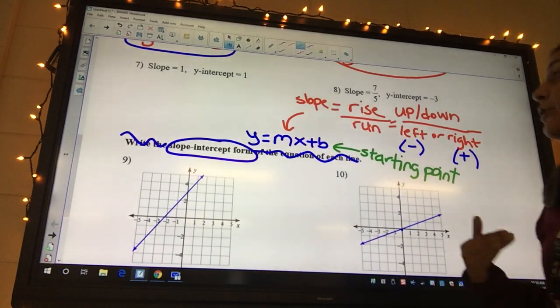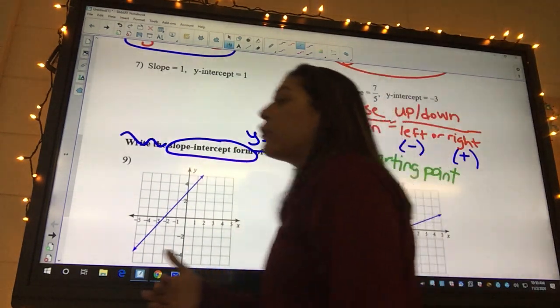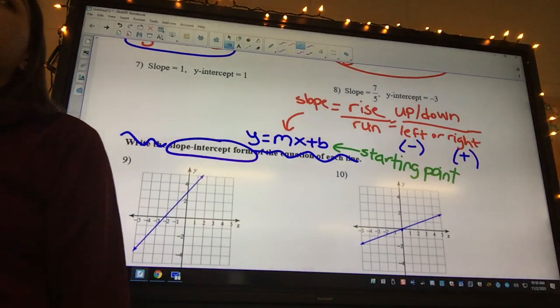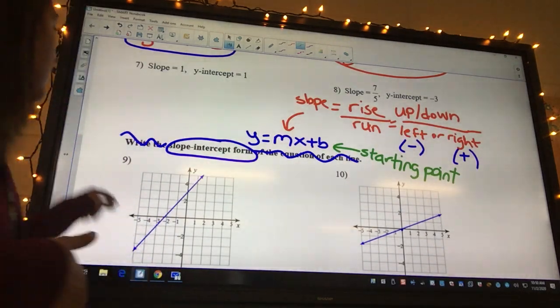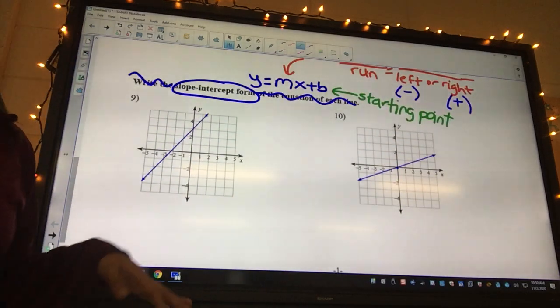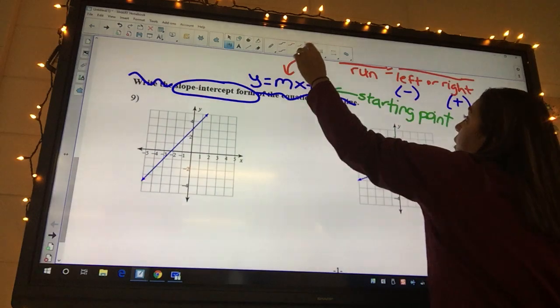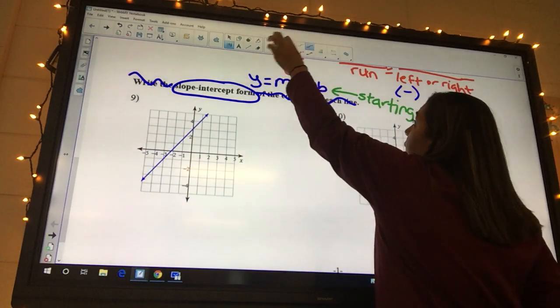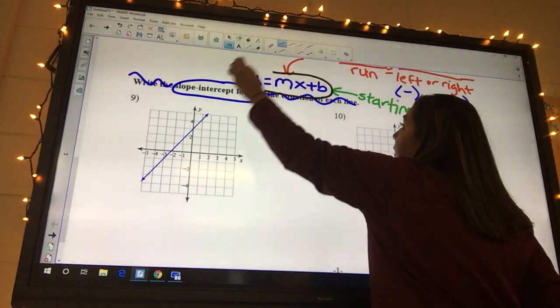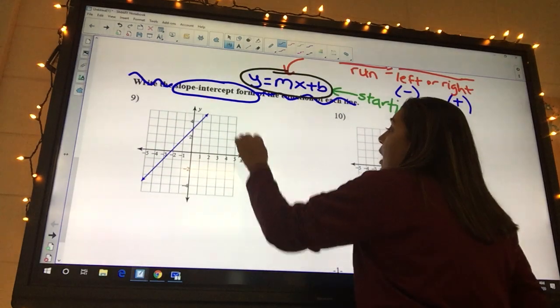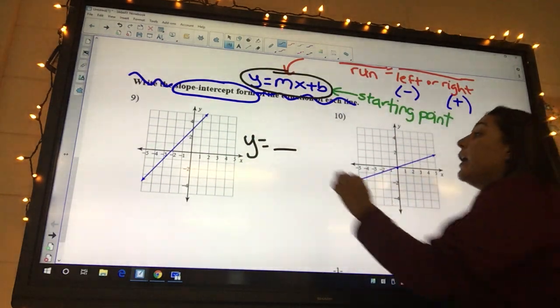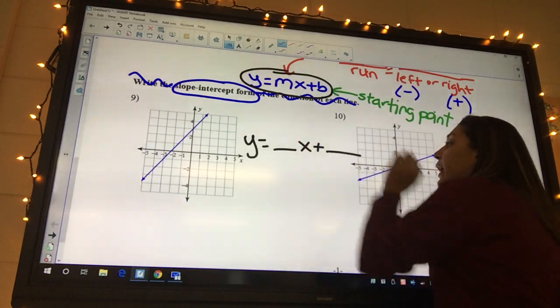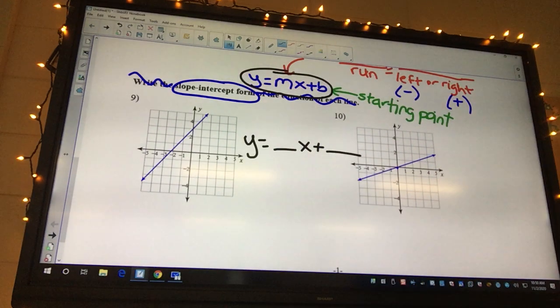So a y-intercept is just that. It's where it crosses the y line, because it's called a y-intercept. Last week that's where everybody kept messing up: they chose the x one, and it's not the x one. So our answer should look something like this: y equals blank, because we don't know the m yet, x plus blank. We don't know the b yet.